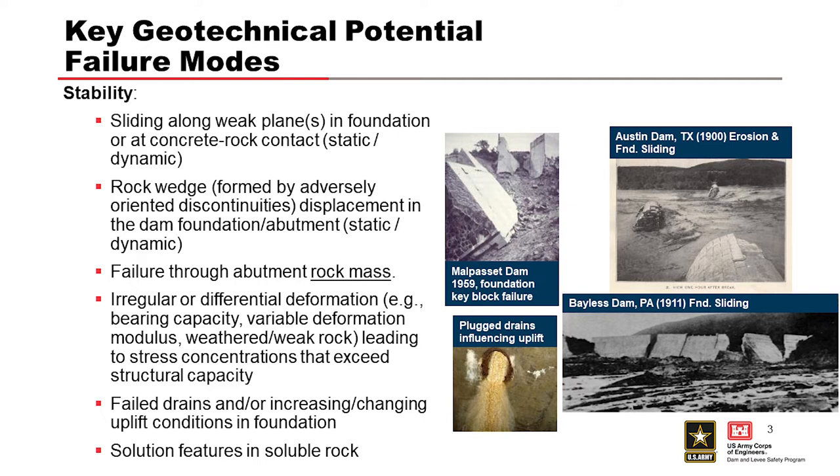And then there's a failure through the rock abutment mass, which would cause the concrete to slide and have a failure. Then you have irregular differential deformation in the abutment, leading to stress concentration that exceeds the structural capacity of the concrete or the rock, which leads to failure. And then you have failed drains, which increase uplift pressures, which can lead to movement of a block or rock wedge. And then you can have solution features in karst.